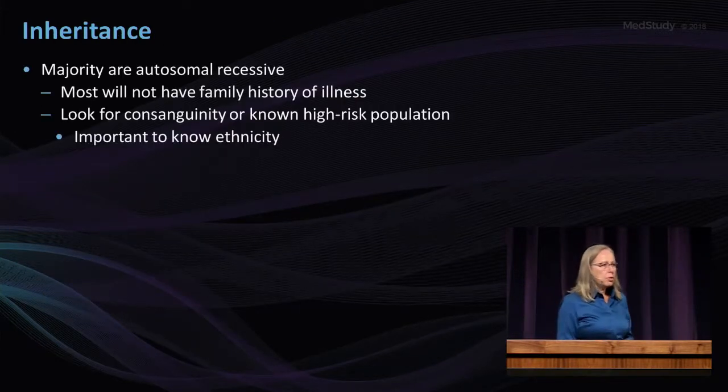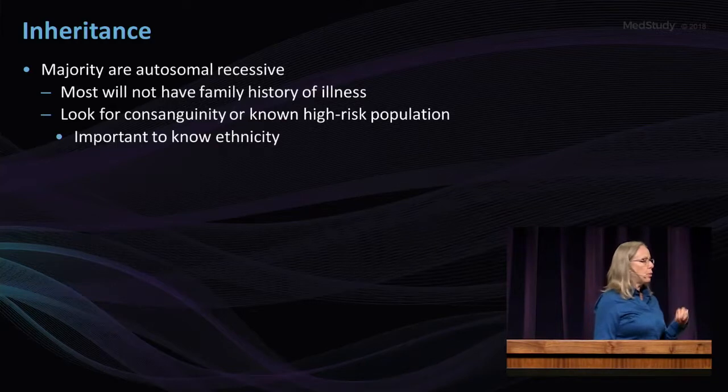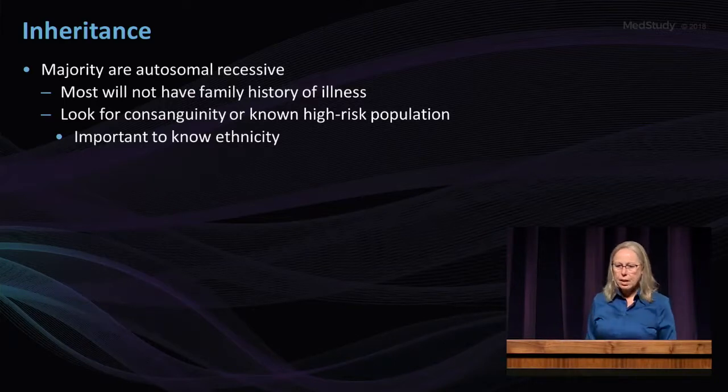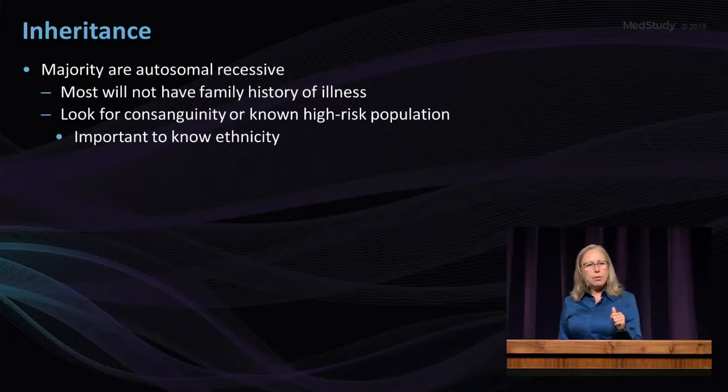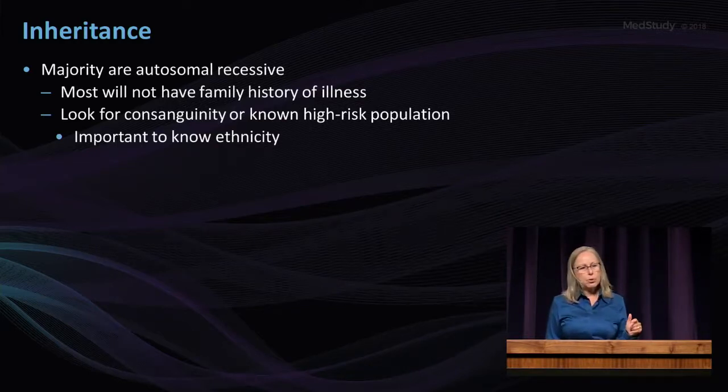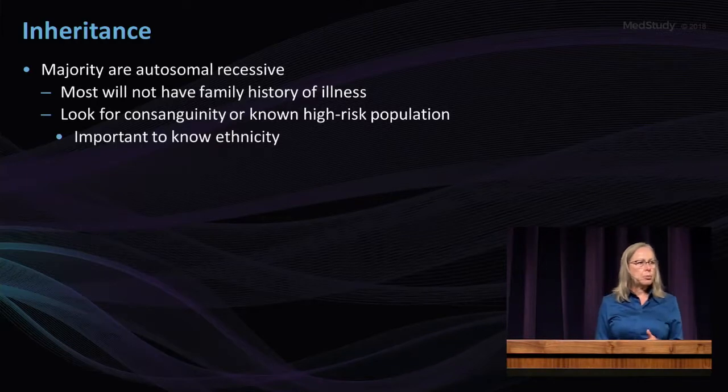The majority are autosomal recessive. So remember, in the last talk, we only did like 2 slides on autosomal recessive. This is the 2 hours of autosomal recessive disorders. So they won't have a family history, but look for consanguinity or known high-risk populations. And it's important to know the ethnic background of your patients because that could be your key and your clue to what's going on.